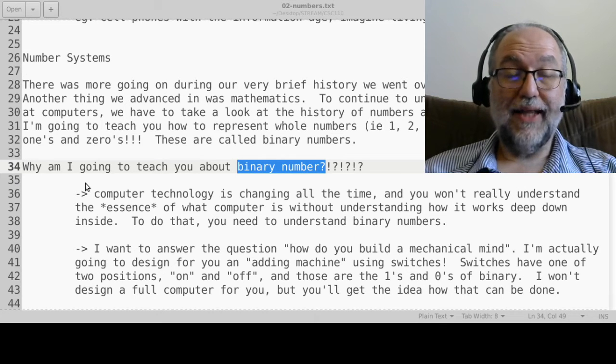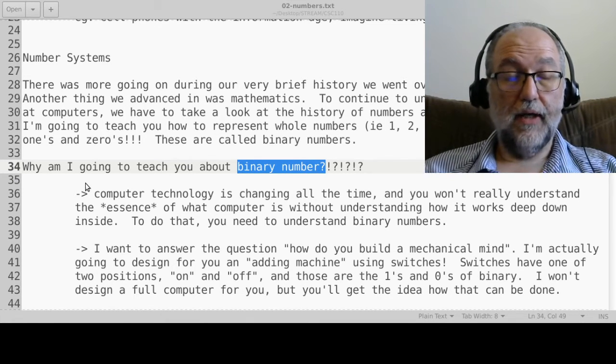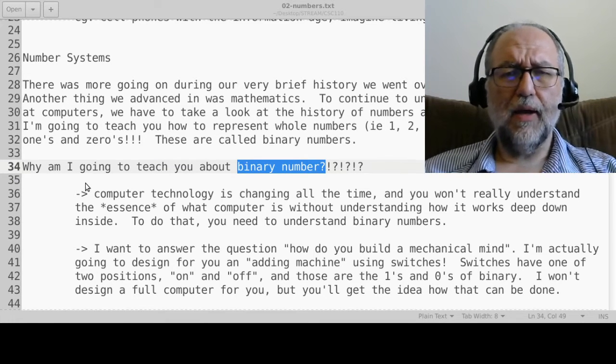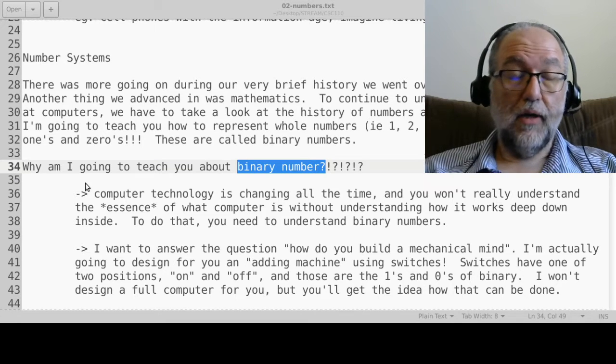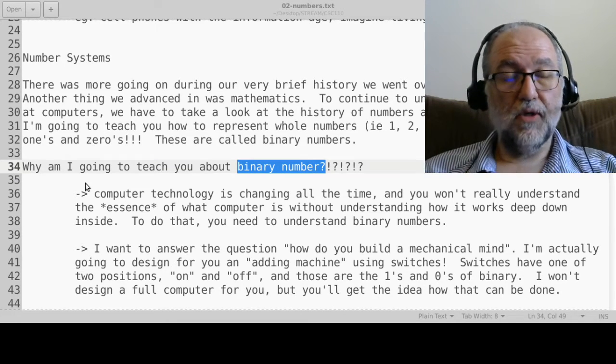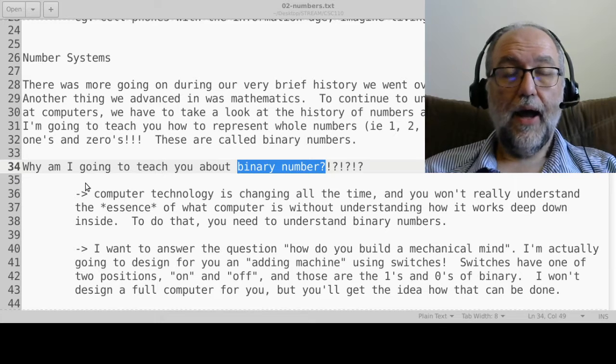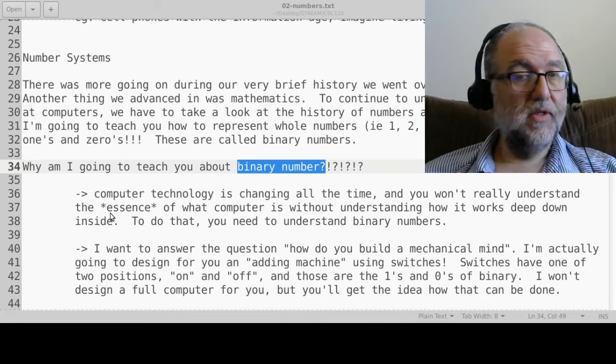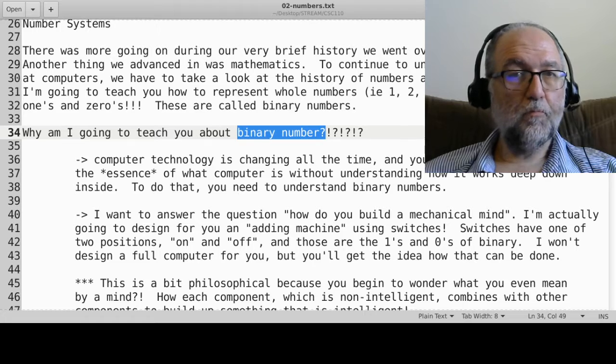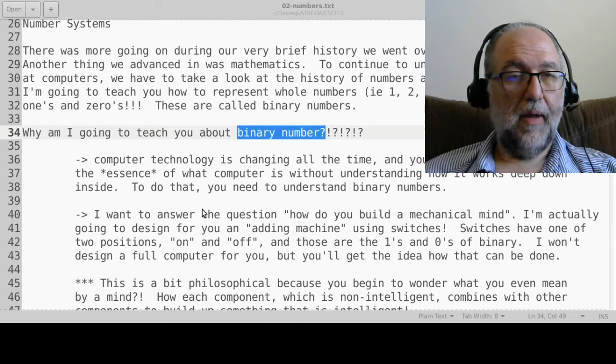So if you really want to understand the essence of computer technology, you really do have to understand how things can be represented in terms of ones and zeros. By things I mean information, and I'm going to do some information, but in this particular lecture, I'm just going to look at how numbers, like whole numbers, are represented in terms of ones and zeros. Okay, so that's one reason, and the next thing is related. These are all related. They're not independent reasons.